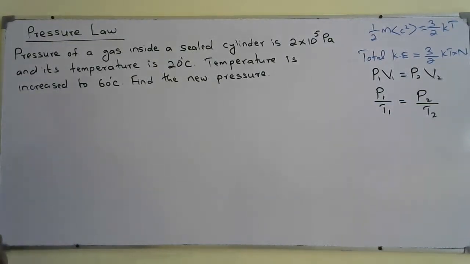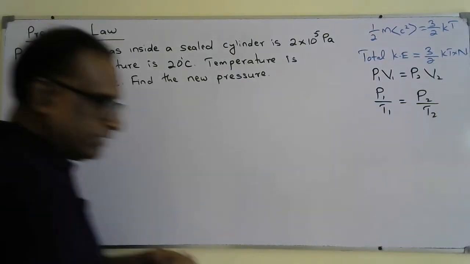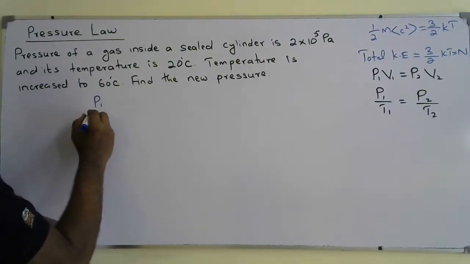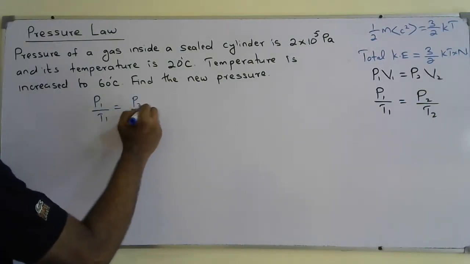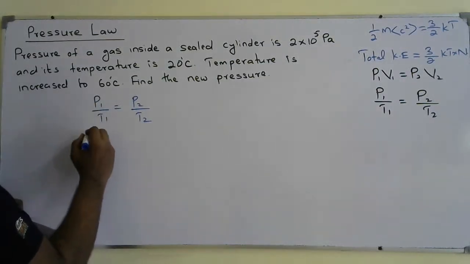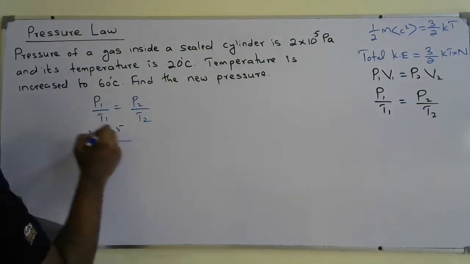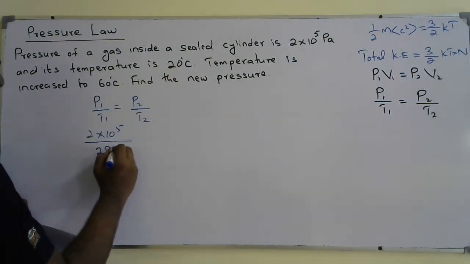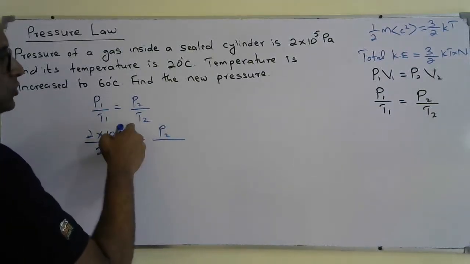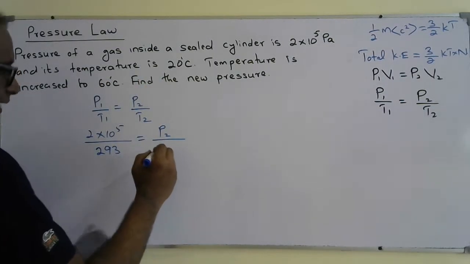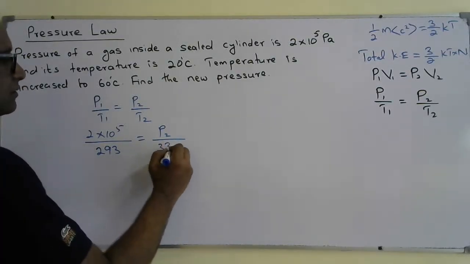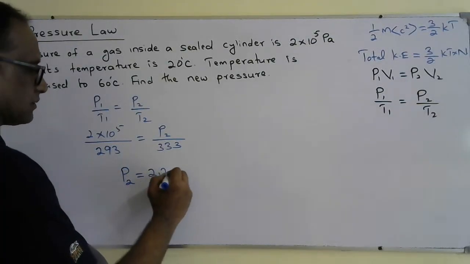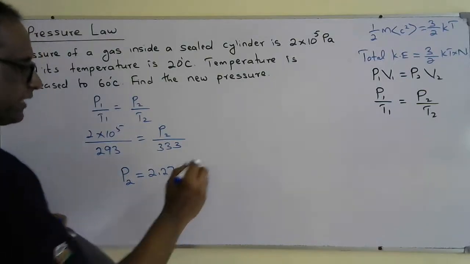Okay, so this is a simple O level type question. P1 over T1 equals P2 over T2. P1 is given as 2 times 10 to the power 5. T1 in Kelvin scale is 273 plus 20, 293, equals P2 over T2, that is 60 plus 273, that is 333. Find P2, that will be equal to 2.27 times 10 to the power 5 Pascal.